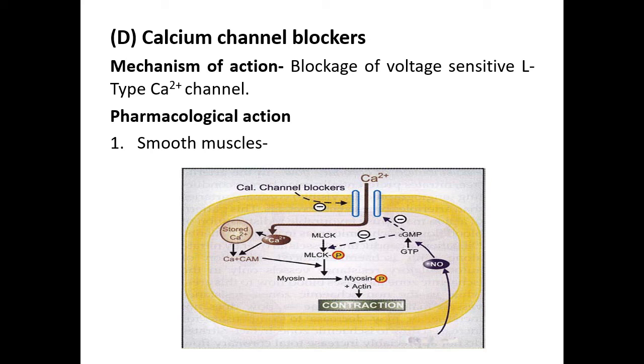If there is a reduced level of calcium, there is a reduced binding of calcium calmodulin, and this calcium calmodulin complex is unable to produce the myosin phosphorylation and activation by active binding. That ultimately leads to reduced contractility inside the vascular smooth muscle cells, which brings about the relaxation of the blood vessel and increases the blood supply.